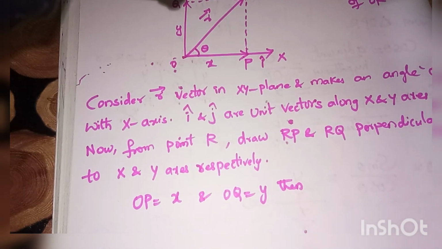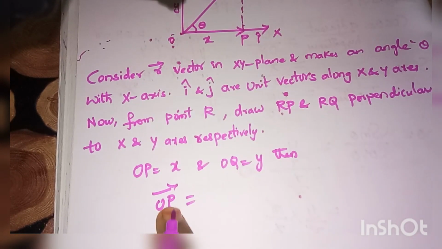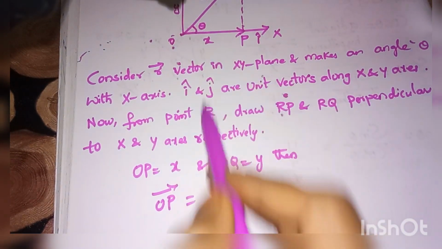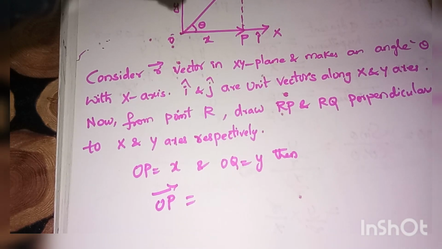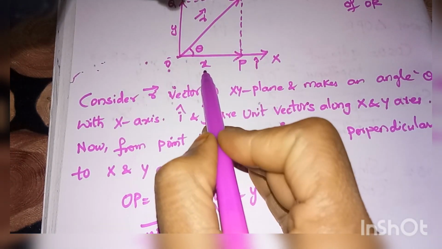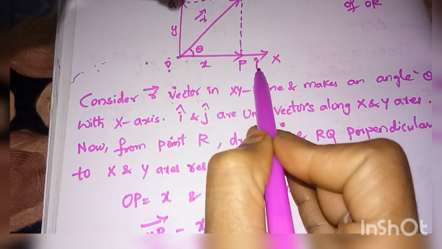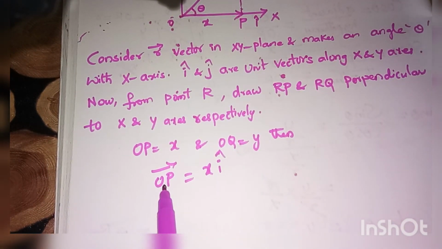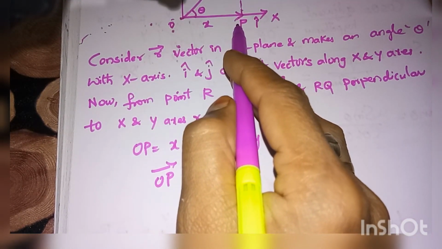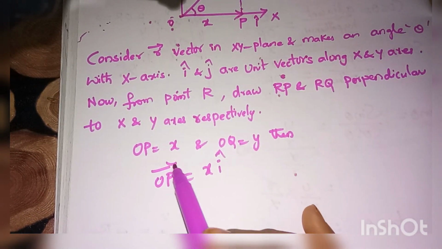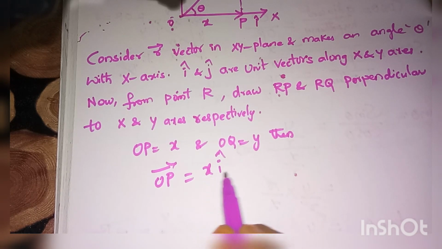Then OP bar means it's a vector. I wrote only OP has magnitude, that is x. I'm writing OP as a vector. How can you write it? x i cap. You can observe that x is a magnitude and this is the unit vector along x-axis. The combination of that gives OP bar. So OP bar, where OP in the form of magnitude is x, but OP bar, bar represents it's a vector, so x i cap.